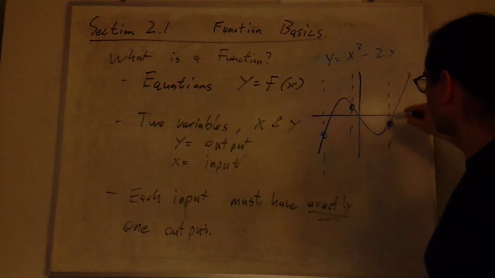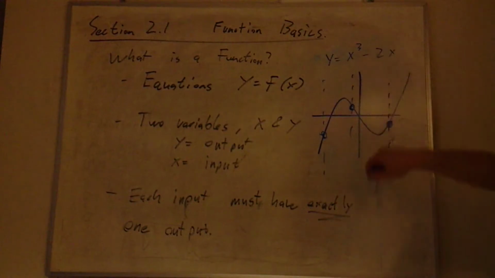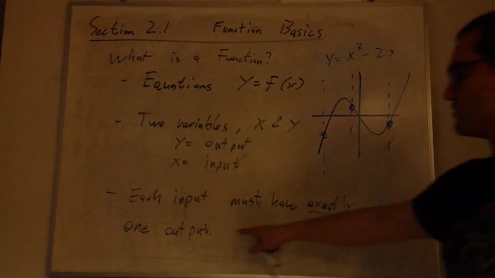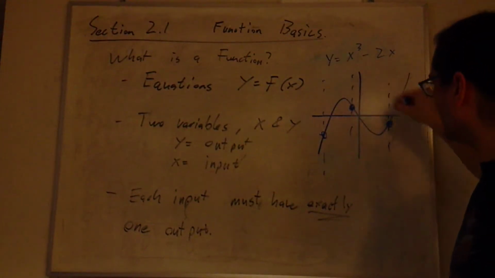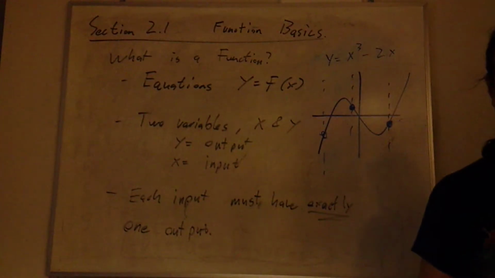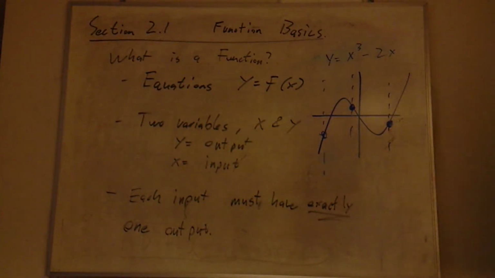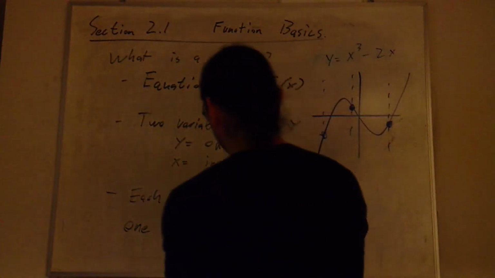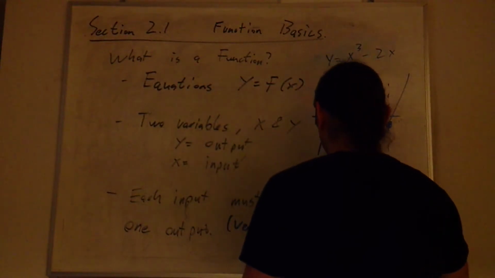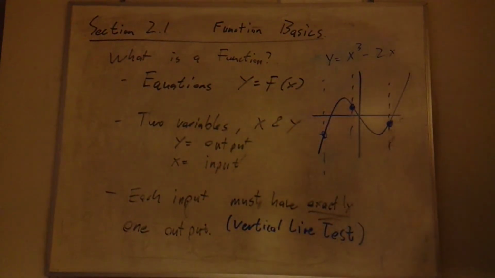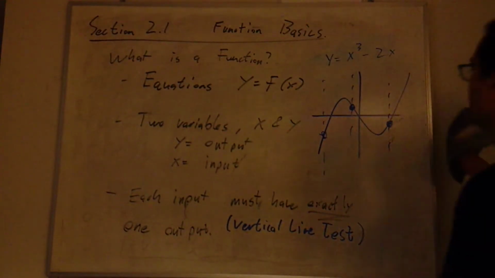These vertical lines are x values. Those are our inputs. They correspond to exactly one output. That is them hitting this graph in one position. So that's the vertical line test. Okay. That's the basics of functions. We're going to get this erased so we can talk about evaluating functions.